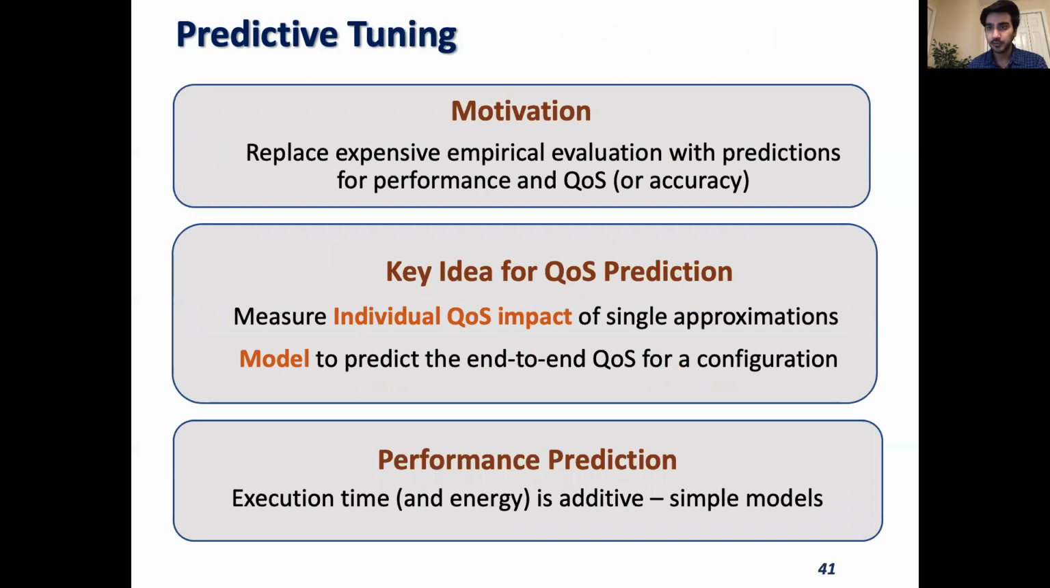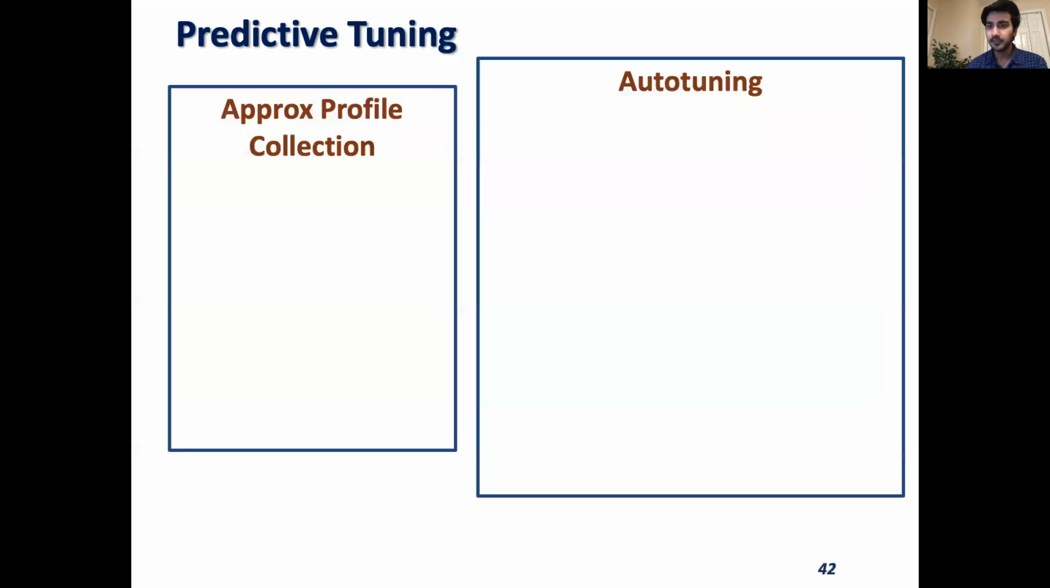We propose predictive tuning, which replaces the expensive empirical evaluation with models for predicting QoS and performance. For QoS prediction, the high-level idea is to measure the QoS impact of a single approximation applied to a single operation in the application and compose these individual QoS impacts to estimate the QoS for multiple approximations being simultaneously applied. For performance prediction, we use a simple additive model which computes the total execution time as a composition of the per operation execution times. Our predictive tuning strategy divides tuning into 2 phases.